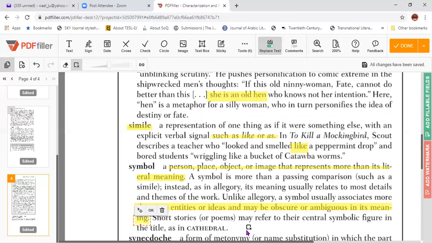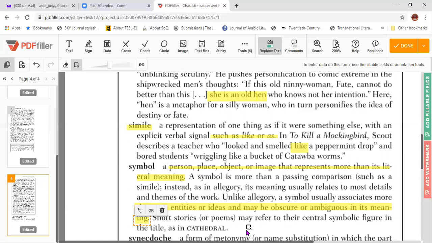Okay, so what is a symbol? A symbol is something or an object that has many meanings. For example, the black color. The black color is a symbol, right? But it's a symbol for what? A symbol for death, a symbol for fear, a symbol for confusion, a symbol for lack of security. So this symbol has more than one meaning, okay?